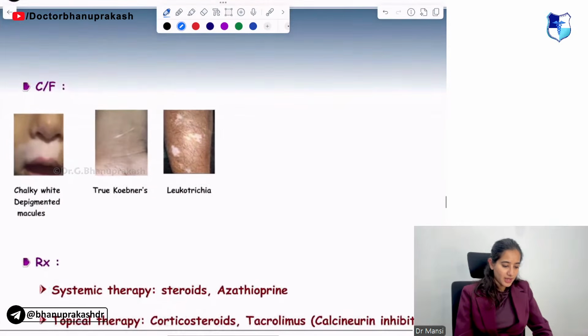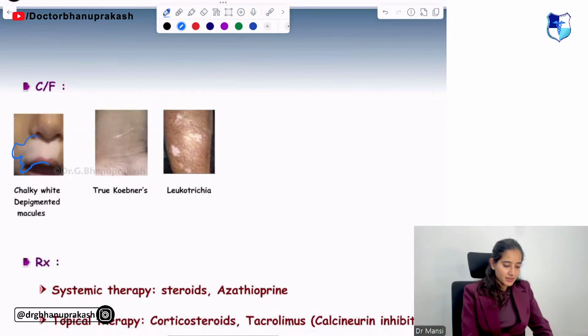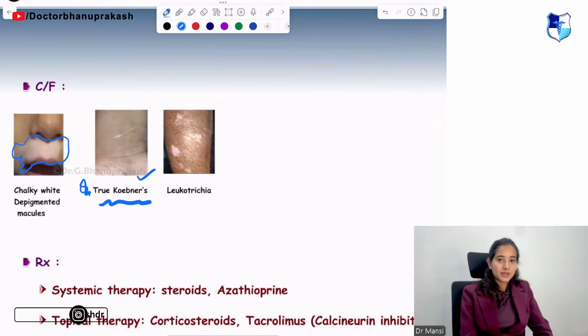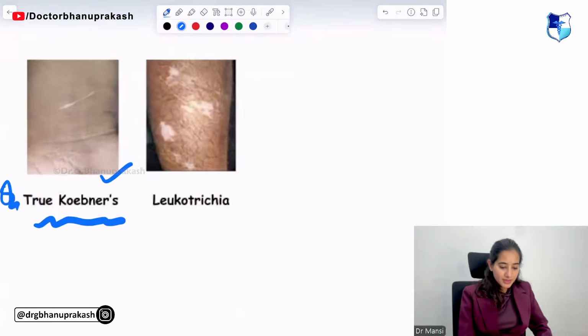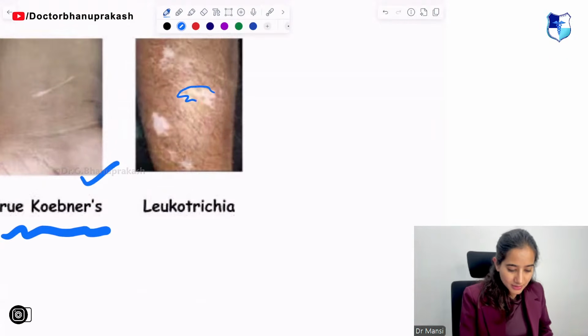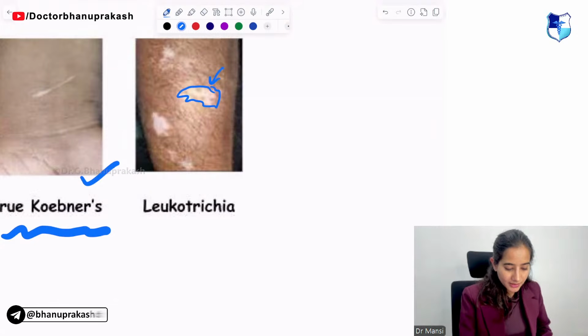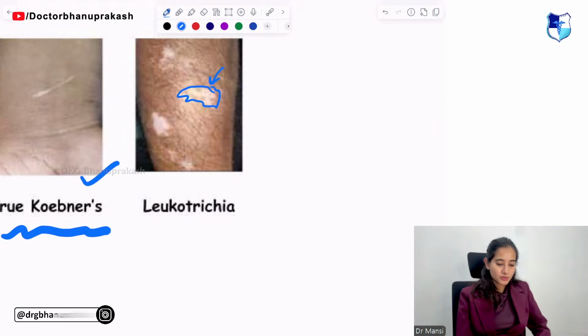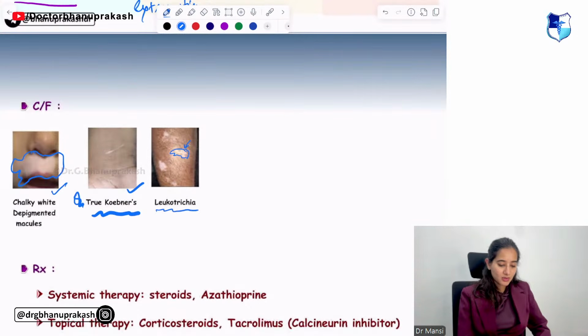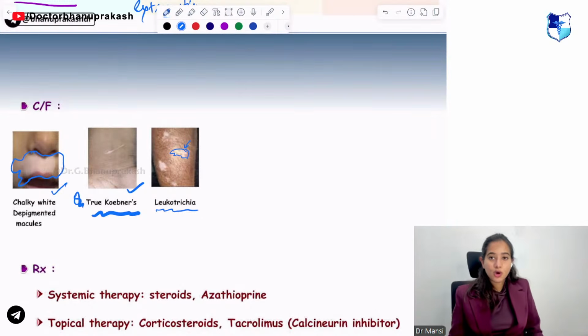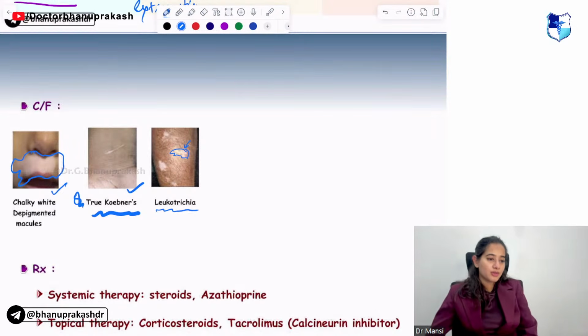So clinical features: as I said, it is depigmented entirely. Very important, you have a true Koebner's phenomenon in vitiligo. Chalky white depigmented macules can be seen. If you can see, this is some part which is going depigmented, and the hair present there is also going white. This is called leukotrichia. So what is Koebner's phenomenon? Anyone? I have just told you as well.